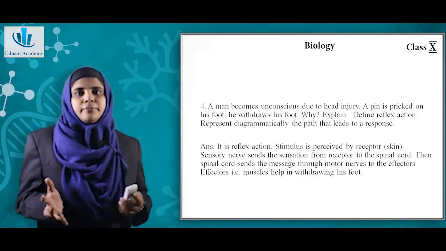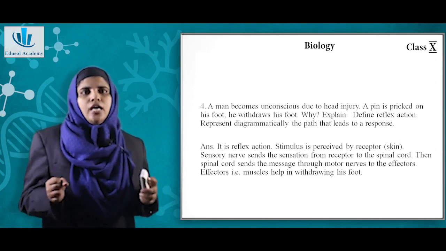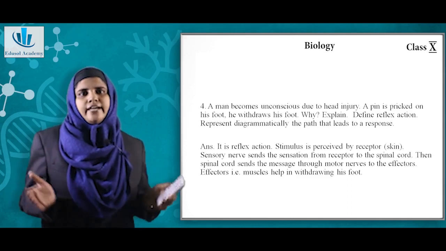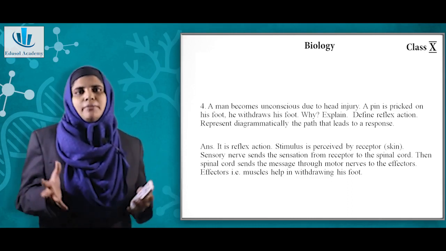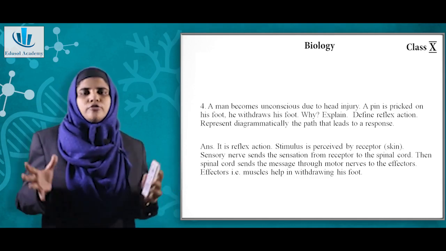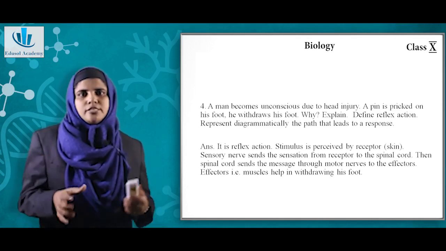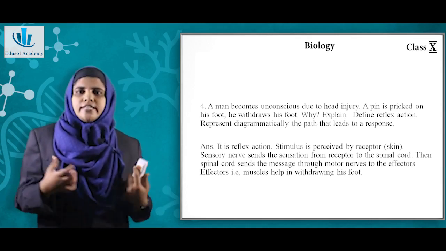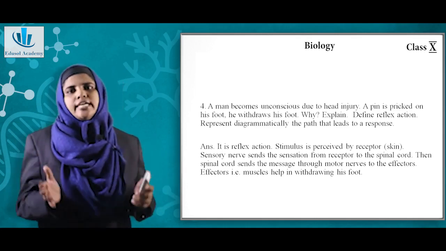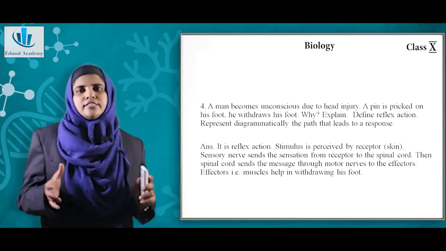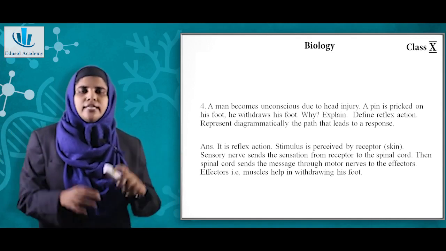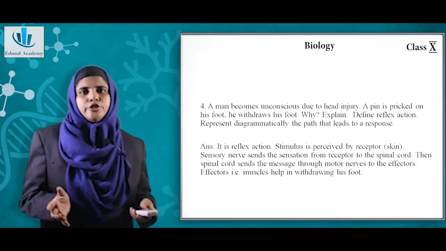Now the question is, a man becomes unconscious due to a head injury. A pin is pricked on his foot. He withdraws his foot. Why? Explain. Define reflex action. Represent diagrammatically the path that leads to the response. This happens because of the reflex action. The stimulus is perceived by a receptor, that is the skin. The sensory nerve sends the information to the spinal cord. Then the spinal cord sends the message through the motor nerves to the effectors. The effectors, or the muscles, help in withdrawing his foot. This, taken together, we call a reflex action.